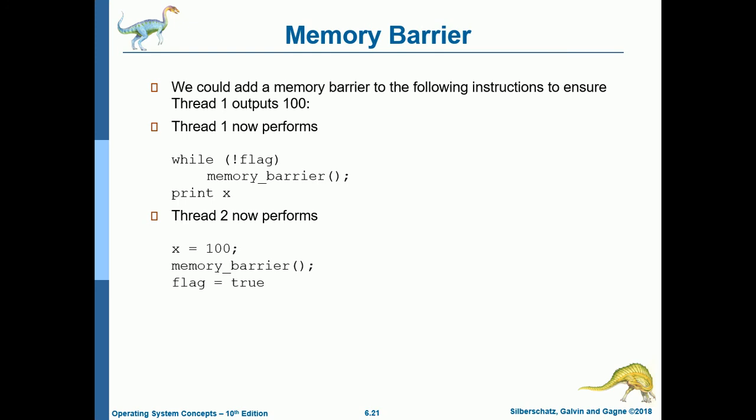So we could add a memory barrier to the following instructions to ensure thread 1 outputs 100. Thread 1 now performs while not flag, then calls the function memory_barrier, then prints x. And then thread 2 now performs: the value of x will be changed to 100, and then again there is a memory barrier to ensure that the changes will be available to all other processors, and then flag is equal to true.